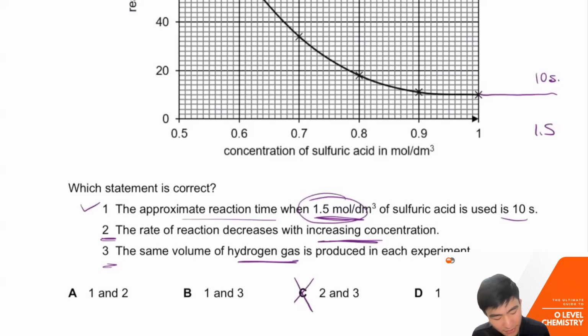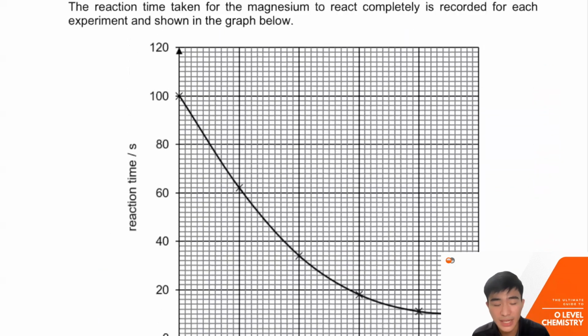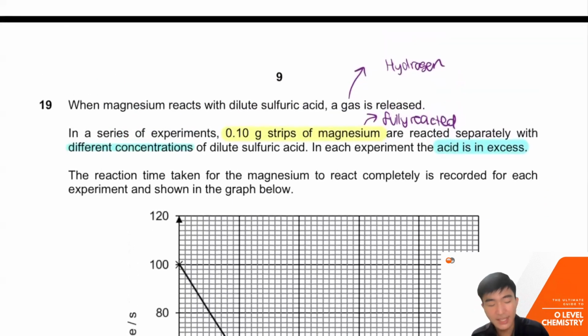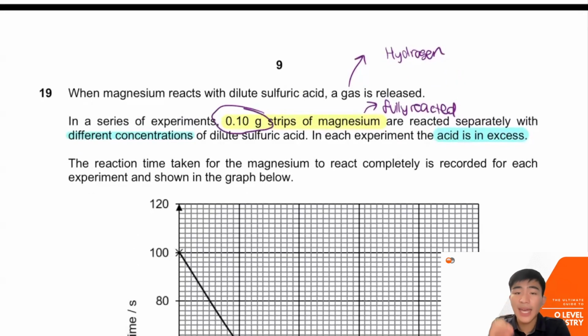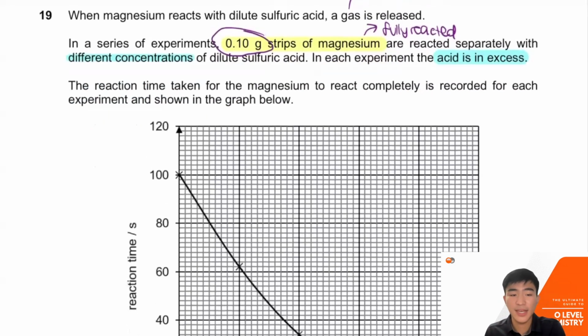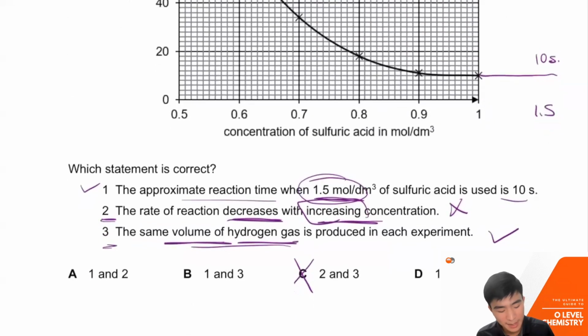Next, rate of reaction decreases with increasing concentration. This is definitely wrong. When concentration increases, rate should increase also. Now, third one, same volume of hydrogen gas is produced in each experiment. Yes, this is correct. Why? Because they tell you already the limiting reactant is the magnesium. So hence the outcome is only determined by the magnesium. It's not determined by sulfuric acid. So if I change the concentration of sulfuric acid, it only changes the rate. It doesn't change the amount of product produced. So the answer is B.